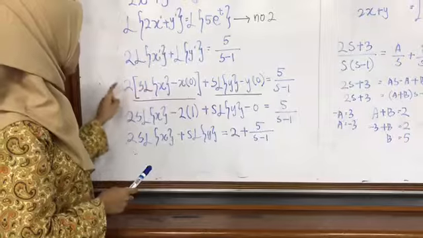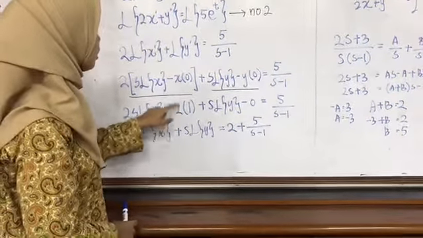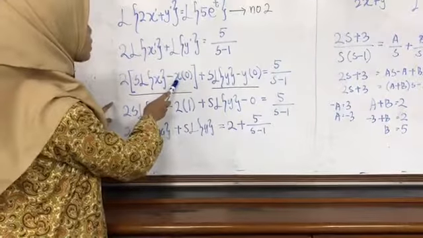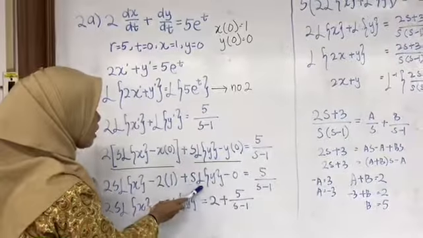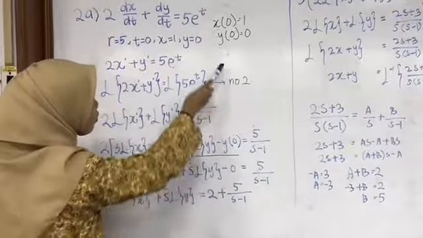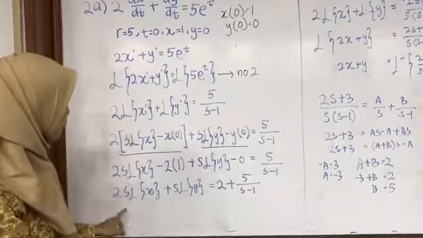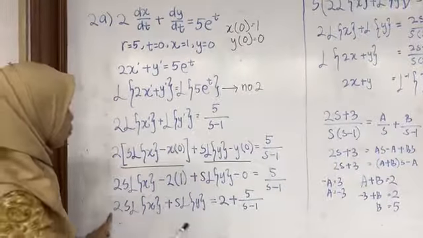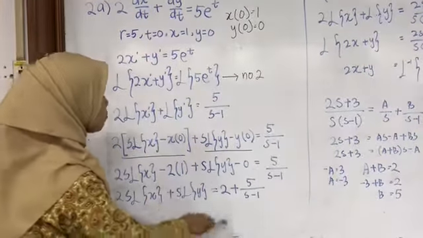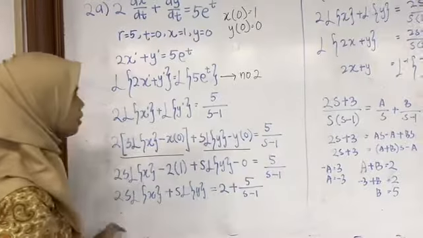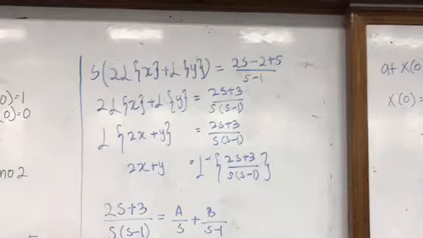Then we expand this to 2sL{x} minus 2, since the initial value x0 is 1, so we substitute, plus sL{y} minus y0, and y0 is 0, equals 5 over s minus 1. We bring the constant, negative 2, to the right side, and it becomes 2. And then we factorize s.